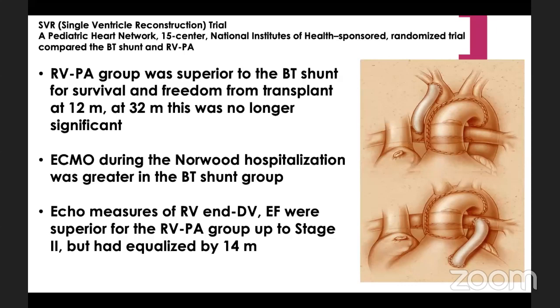After that, the operation has evolved into arch and aortic reconstruction, atrial septectomy, and providing a source for pulmonary blood flow. And if you look at the STS database, it's almost divided 50-50 between a BT shunt and a Sano shunt. However, if you take the more recent reports, probably the Sano shunt is becoming more predominantly used.